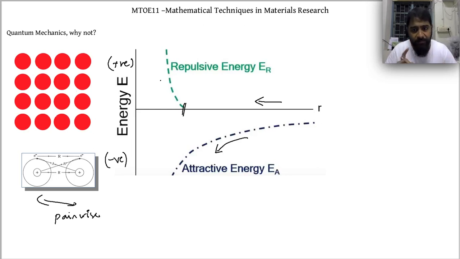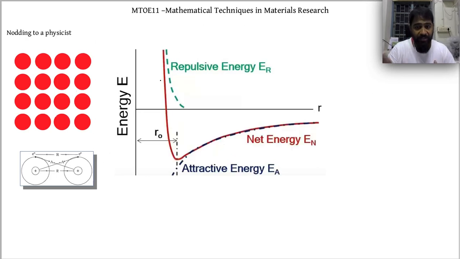Now from the repulsive and the attractive energies, I am able to come up with something called the net energy that has a typical trend like this. So when two atoms are brought together, the net energy experienced by these two atoms can be expressed as the combination of attractive and repulsive energy, and we end up with a curve like this.